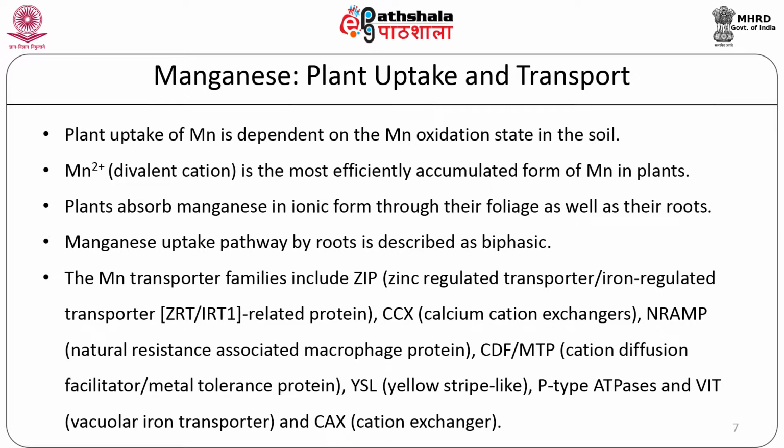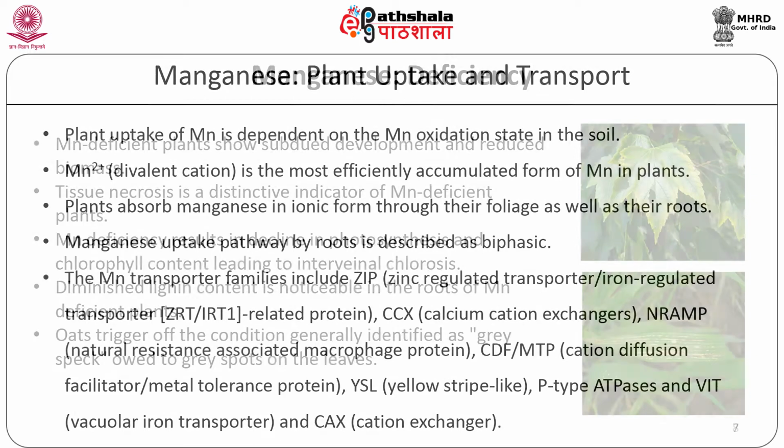The Mn transporter families include ZIP, zinc regulated transporter, iron regulated transporter related protein, CCX, that is calcium cation exchangers, NRAMP, natural resistance associated macrophage protein, CDF-MTP, that is cation diffusion facilitator, metal tolerance protein, YSL, yellow stripe-like, P-type ATPases, and VIT, that is vacuolar iron transporter, and cation exchanger, that is CAX.